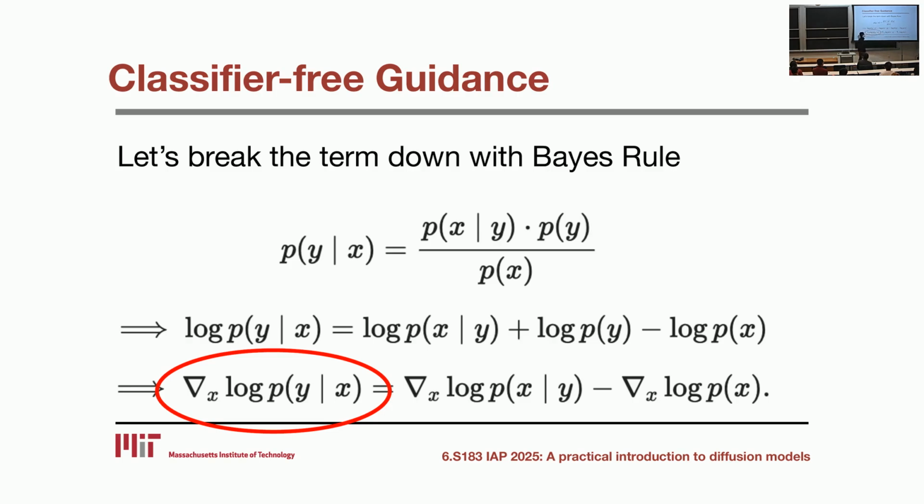So what we end up with is that the original term we want from the noisy classifier is this. And you can decompose it into the gradient of x of log p(x | y), that is the conditional distribution, minus your unconditional distribution. So I want everyone to remember that this is an alias for the term that's circled in red, okay? Because this term is about to appear again in the next slide.